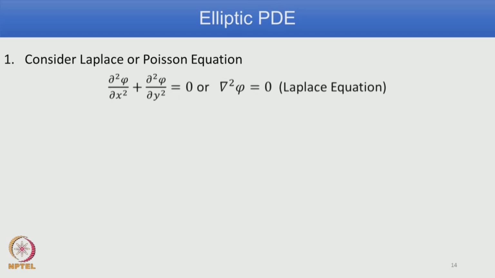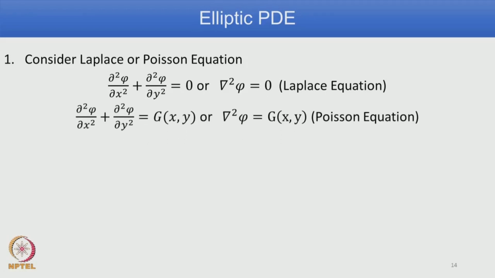We will now specifically see what is elliptic PDE. One of the examples given here is the Laplace equation or Poisson equation: del squared phi equal to 0. This is called the Laplace equation. This equation is a generic form; phi can be any variable, such as pressure or temperature distribution. If on the right hand side it is not 0, but a source term, given here as g of x and y, then that particular equation is called the Poisson equation.